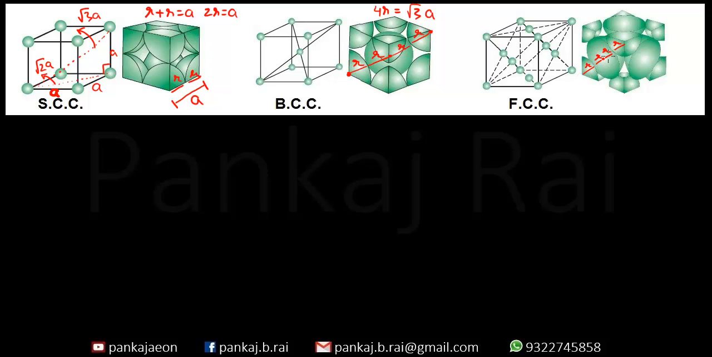So there are r plus r plus r plus r, that is 4r along the face diagonal, and the face diagonal, as I have already discussed, is root 2a. You may consider any face diagonal, this one, this one, this one, any. So it will be root 2a only. So for this I can say that 4r is equal to root 2a. So you got to remember that for simple cubic 2r is a, for body centered 4r is root 3a, and for face centered 4r is root 2a.